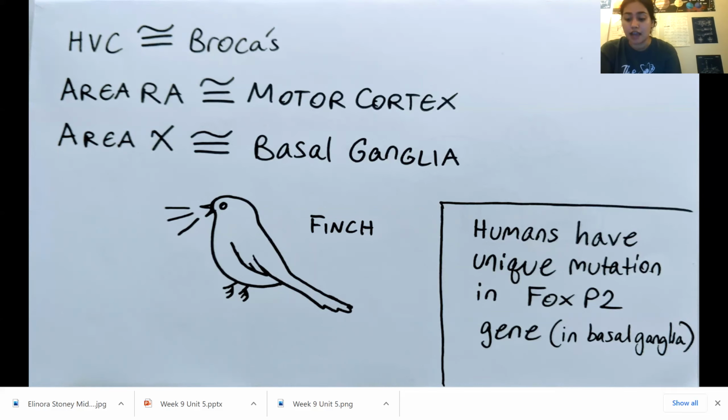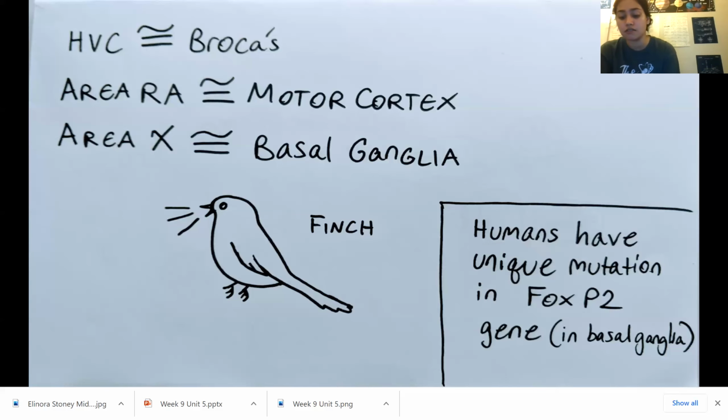And damage to area X, which is analogous to the basal ganglia, in a young finch who has only partially developed their song, causes the finch to stay stuck with the juvenile song forever. But damage to area X, again, the finch basal ganglia, in adults does not affect the fully formed song, suggesting, again, that the basal ganglia is crucial for learning, but not so crucial for retention.